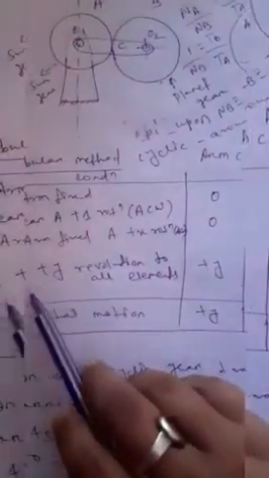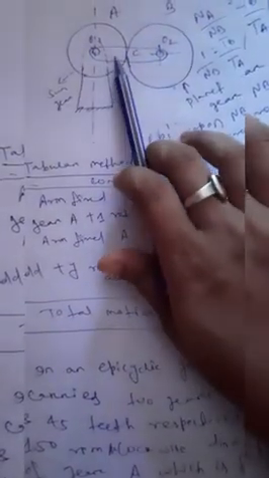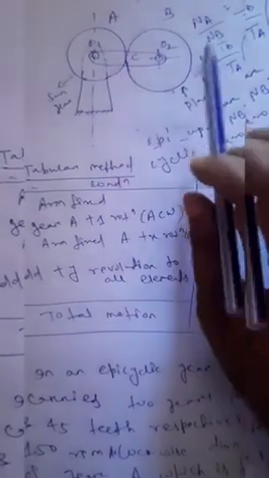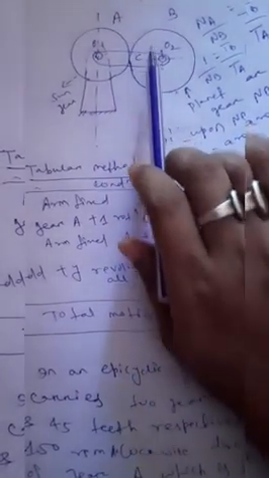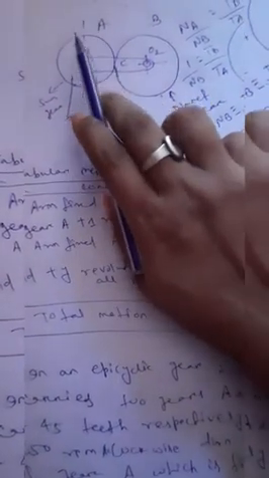Next, add plus y revolutions to all the elements. The arm is revolving in the anti-clockwise direction at speed y. Gear A is also revolving anti-clockwise at speed y. Gear B is also revolving at speed y.